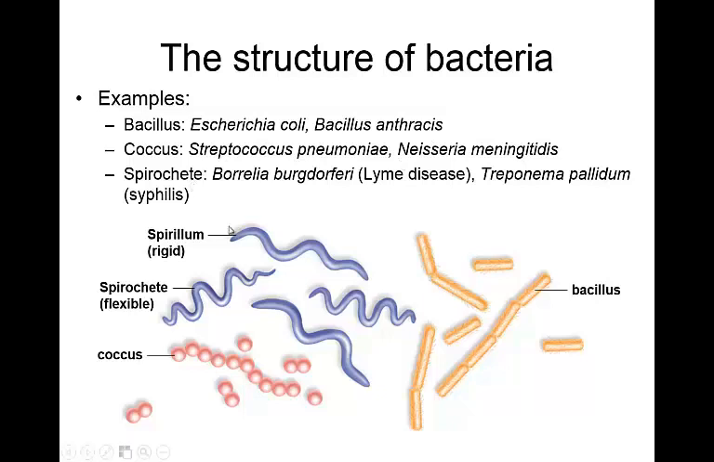Another type would be a spirochete. These would be known as this flexible, sort of wormy-shaped bacterium. Spirillum are the same shape, but they're going to be a little bit more rigid. So members of this category typically are a little bit more exotic. Two examples would be Borrelia burgdorferi, which is the causative agent for Lyme disease, and Treponema pallidum, which is the causative agent for syphilis.